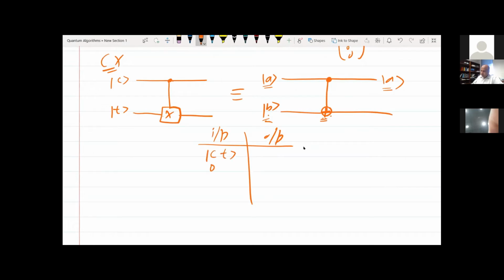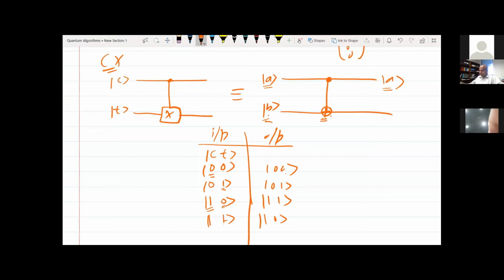Imagining that I'm specifying input as control left and target right, if control is 0 and target is 0, we get 0, 0, because control is 0, so nothing happens to target. If control is 0 and target is 1, we get 0, 1. If control is 1 and target is 0, so 1, 0 goes to 1, 1. Now you see control is 1, so target is flipped, 0 goes to 1. And if control is 1 and target is 1, then it becomes 1, 0. So the target is flipped if the control is 1.